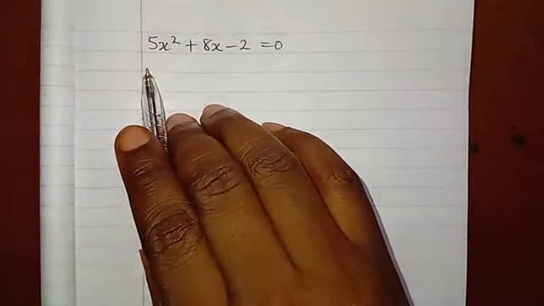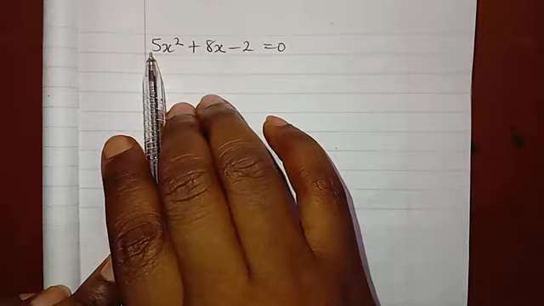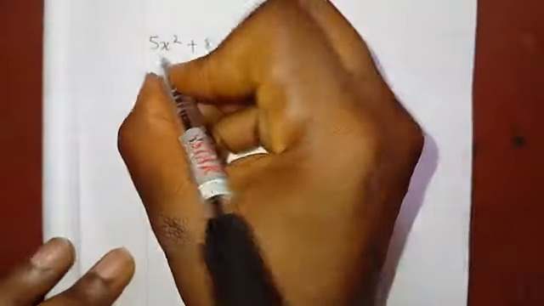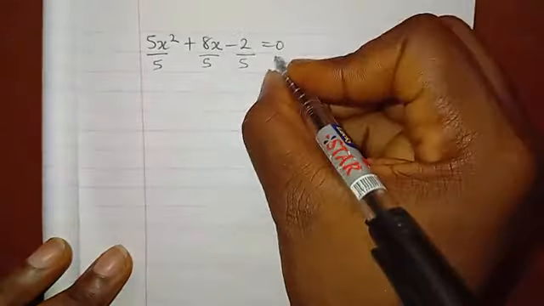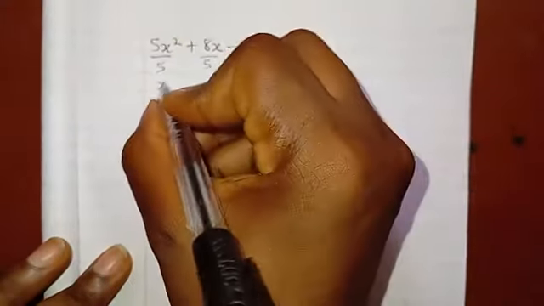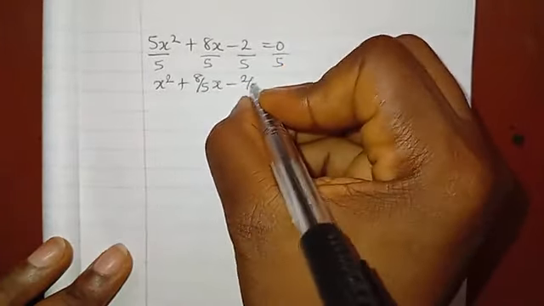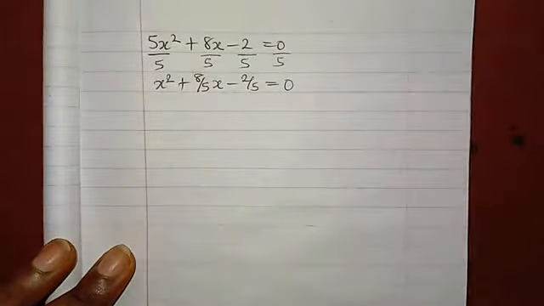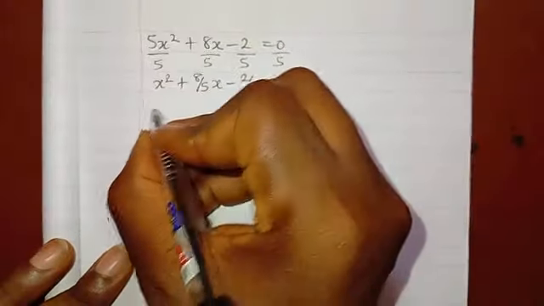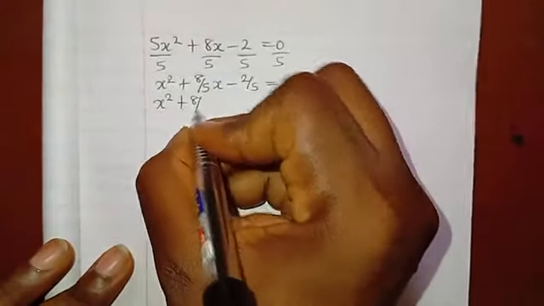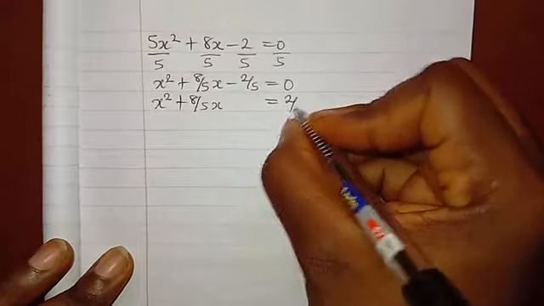We've been given 5x squared plus 8x minus 2. So our first step is to reduce the coefficient of x squared to 1. That is by dividing both sides by that coefficient. Dividing all through by that coefficient, we have x squared plus 8 over 5x minus 2 over 5 is equal to 0. Now the next step is for us to take these constants over to this other side of the equation. We have x squared plus 8 over 5x is equal to minus 2 over 5 comes over to be 2 over 5.